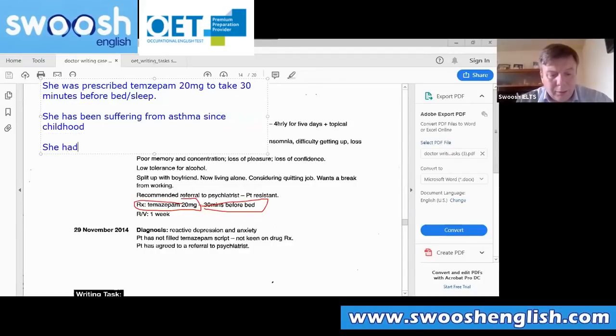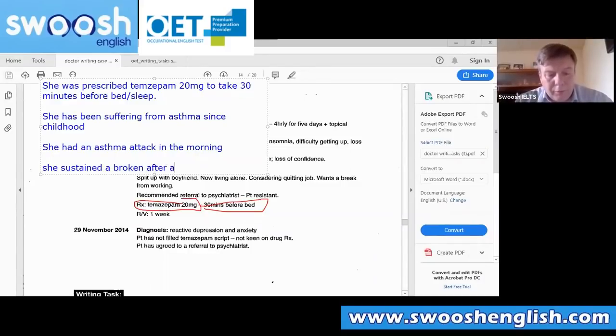So she had a severe asthma attack in the morning. When we're being more specific, you use an article. So she sustained a broken leg after a fall from the stairs at home. Then you would use an article there. Better if I put leg, broken. Okay.